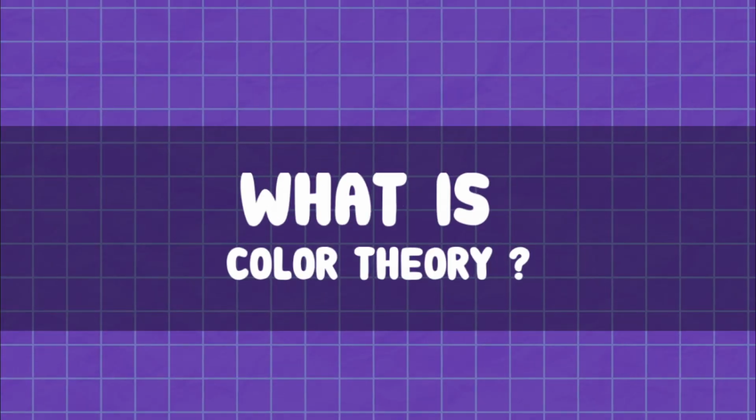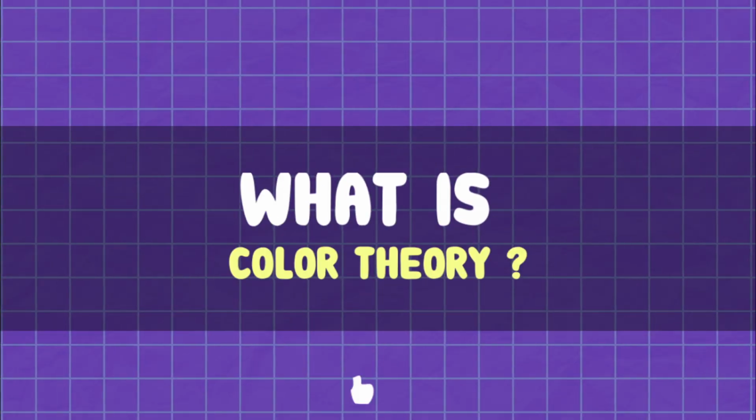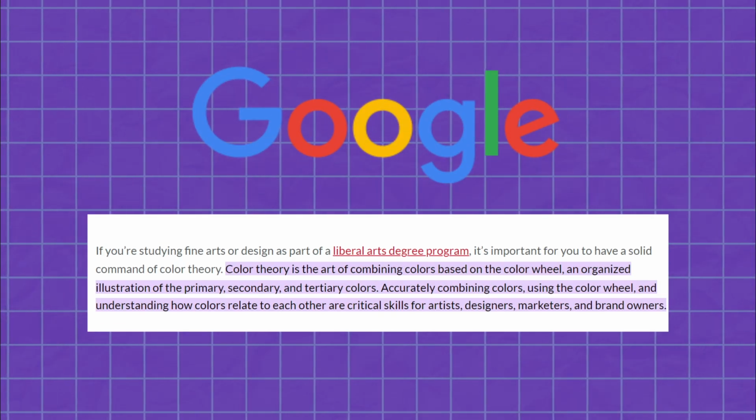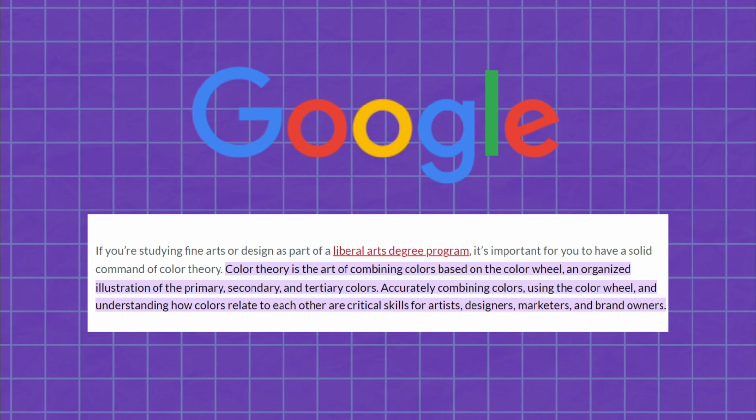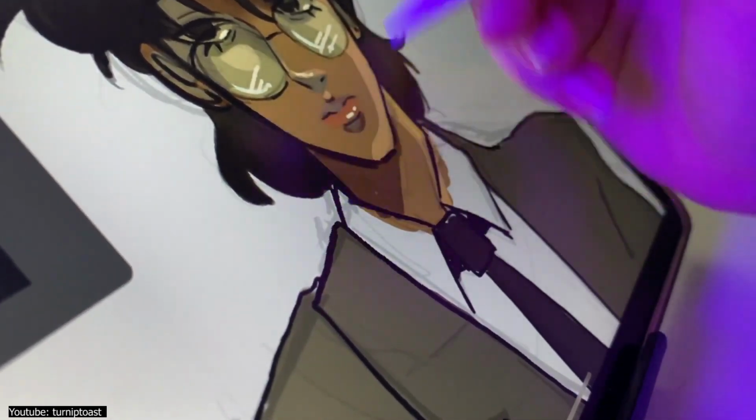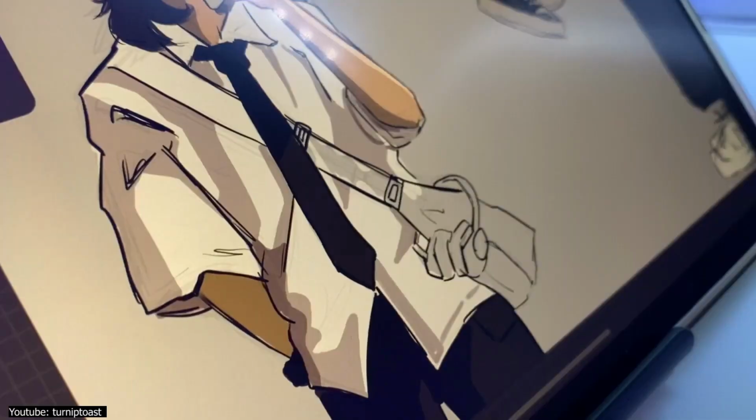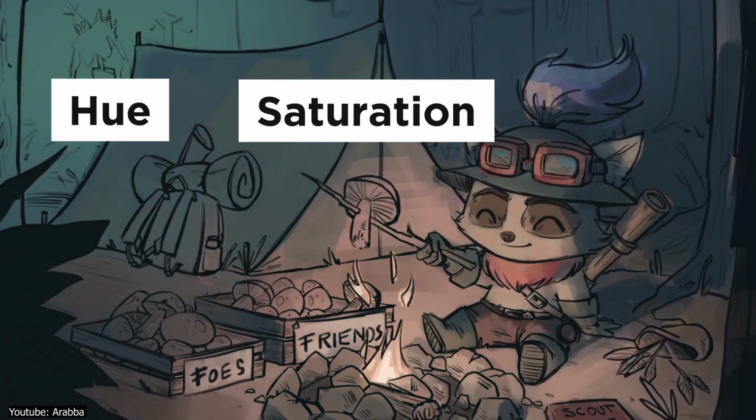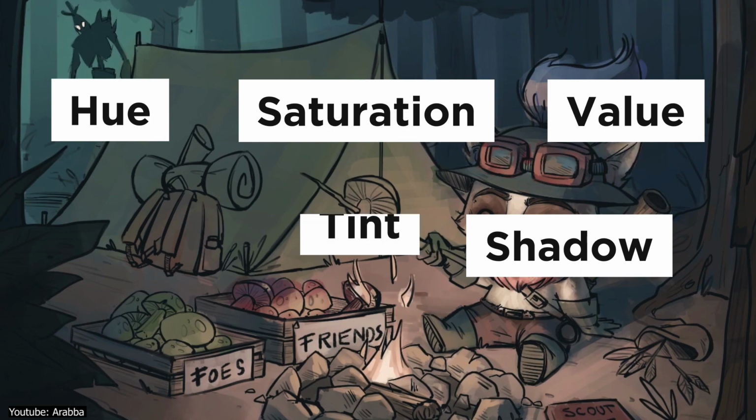The simple definition of the color theory would be the one you'll find straight on Google, and it's the art of combining colors. Simple, precise, and easy to understand. However, the how do I do that part is still missing. So, before we learn how to combine said colors, there are a few technical terms you need to know, or to stop confusing, which are hue, saturation, value, shadow, tint, and tone.